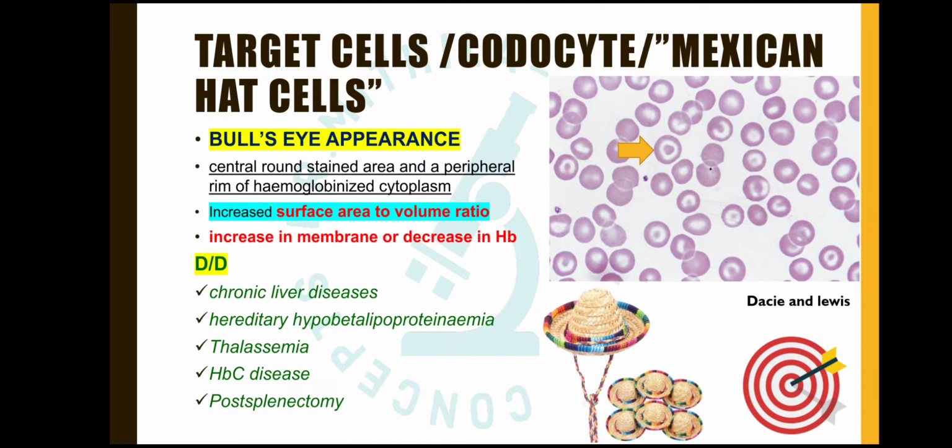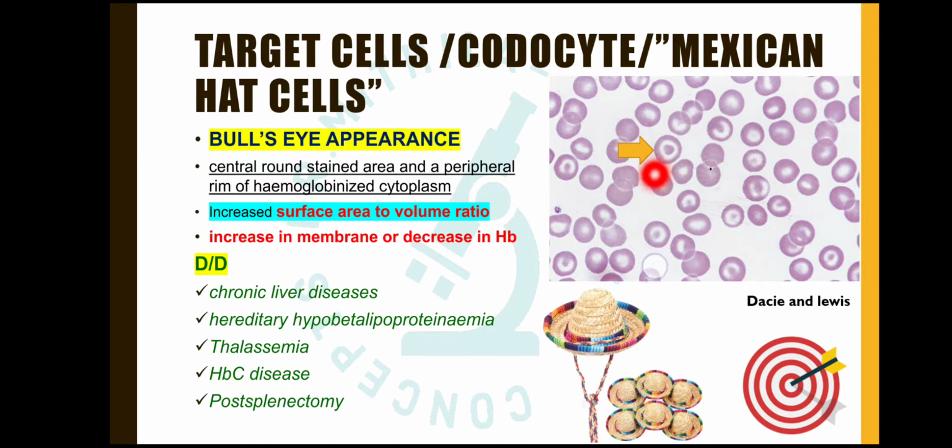Now the next important cell is the target cell, also known as codocyte, also known as Mexican hat cell. Here there is an RBC in which there is a central portion of hemoglobinization. So it looks like a target, like a bullseye, or sometimes like a Mexican hat. So this is a Mexican hat. When we see it from the top, it looks like a target cell.